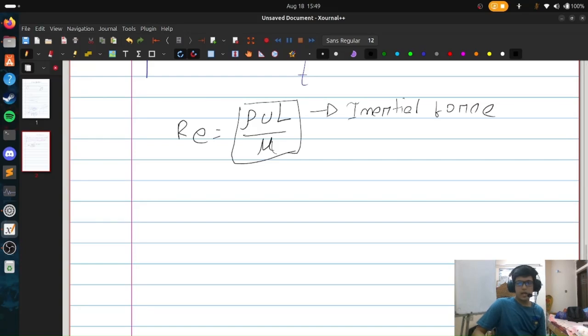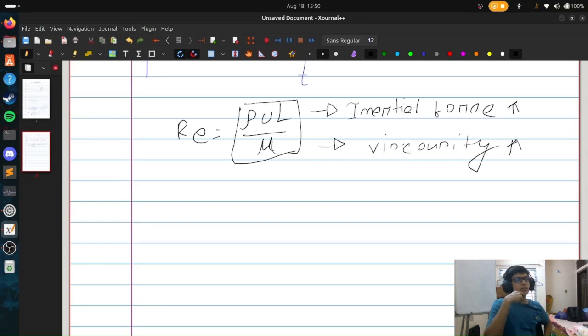And this term is about the viscous force, or the viscosity, whatever we can think about. When this increases, the fluid becomes turbulent. But when this increases, the fluid becomes laminar. You see, in laminar flow, it's more about how the object is moving.